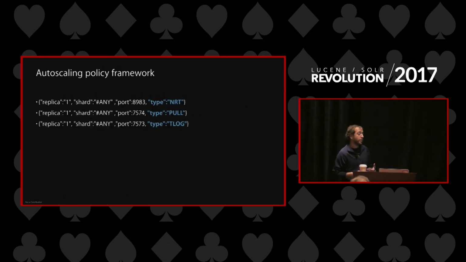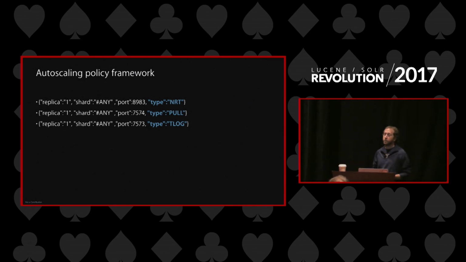As I was saying, you can use AutoScaling policies to define where certain types of replica will go and where certain other types will go, in case you need to do this master-slave separation, or indexer and querier, or whatever you want to call them.